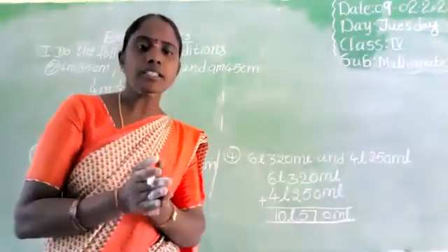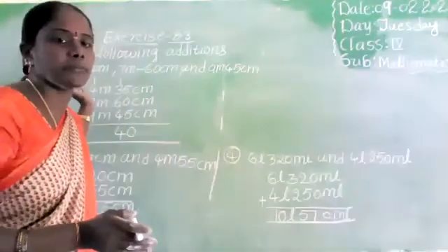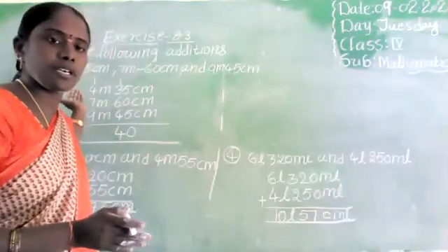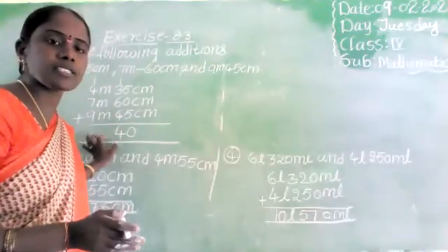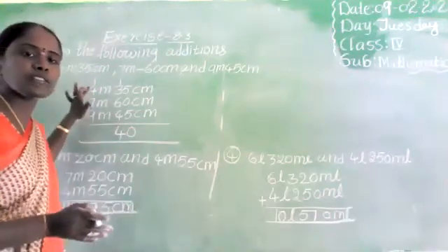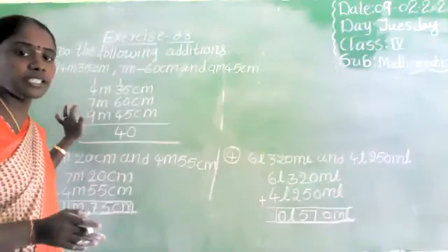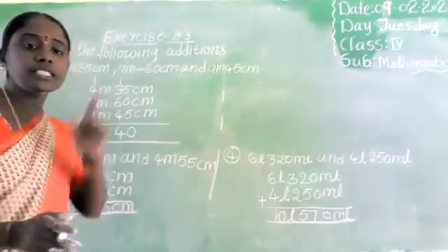Then how can we write? First, take 1 as carrying to the next number, right? Next, write the other digit in the answer. Next, 4 plus 1 is 5. 5 plus 7 is 12. 12 plus 9 is, yes, 21.